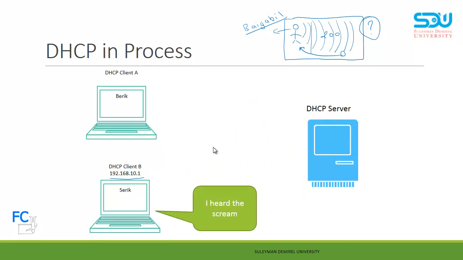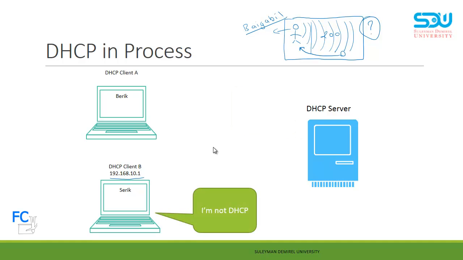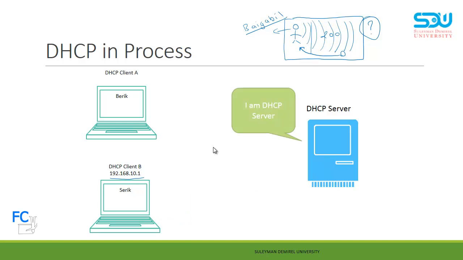So that CRX computer will hear the broadcast, and the DHCP server also heard it. What CRX computer will do is nothing: it is not the DHCP server, so it is just thinking and relaxing. It's not a request for him.